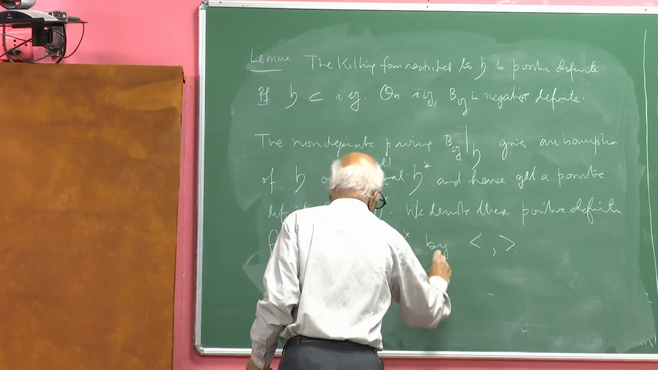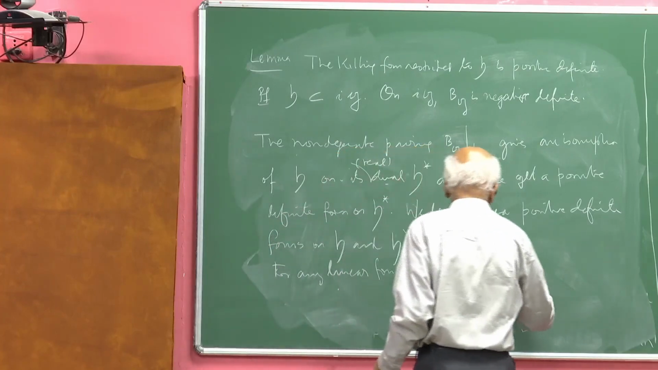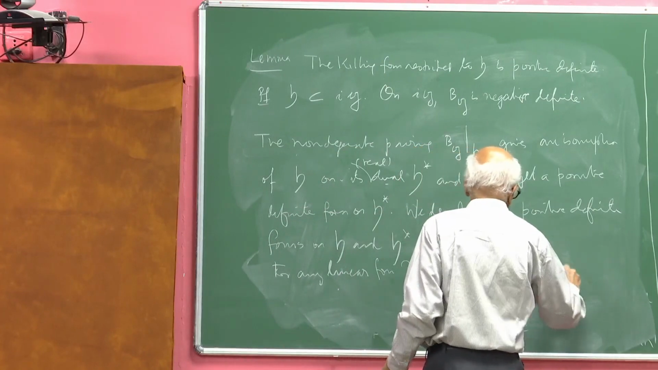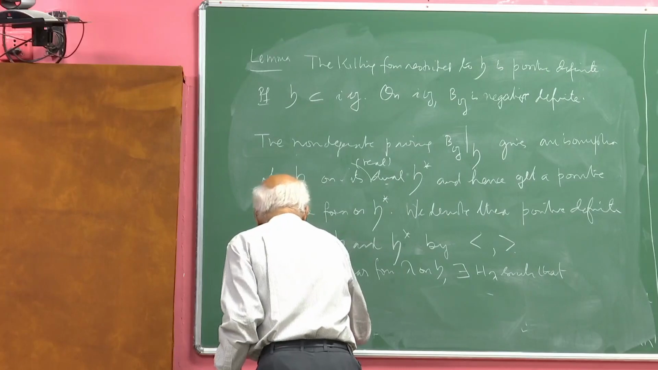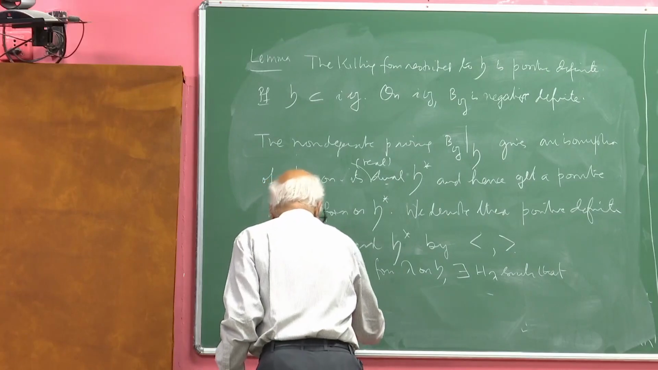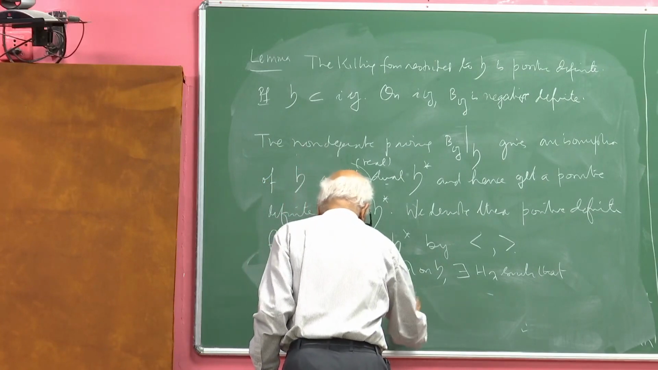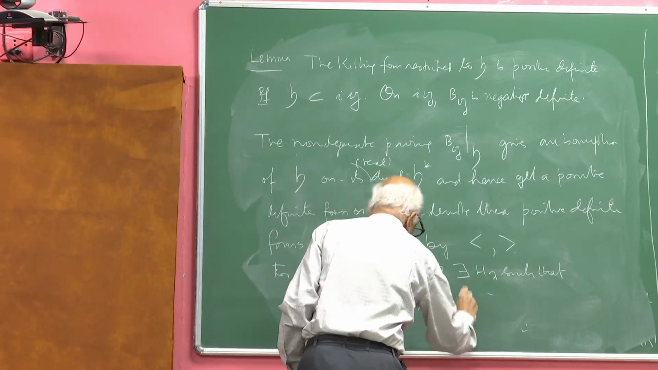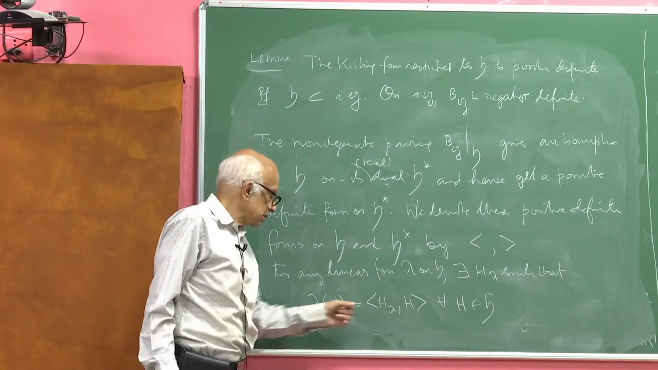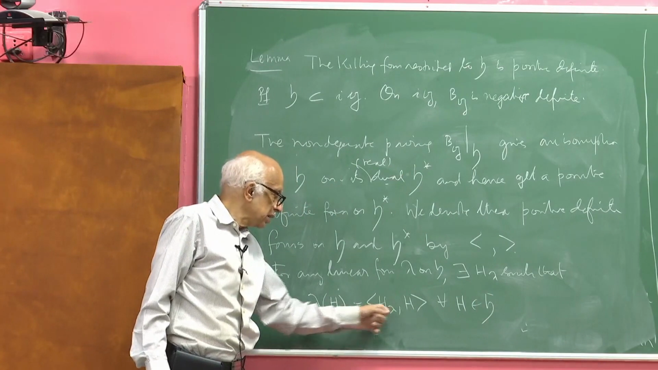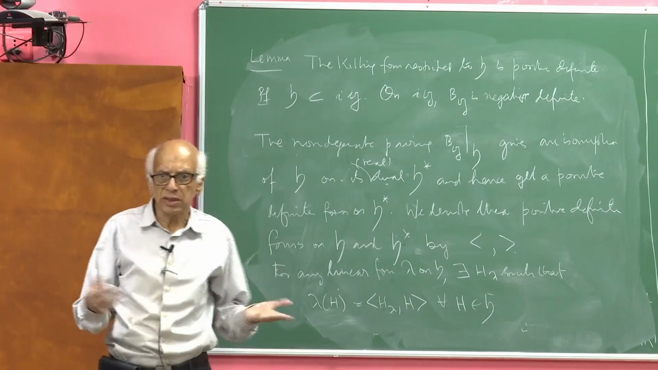For any linear form lambda on H, there exists H lambda such that lambda of H equals the inner product of H lambda and H, for every H in H. If you take a linear form, then there is a unique element H lambda such that the inner product of H lambda and H is equal to lambda of H. It's standard linear algebra.